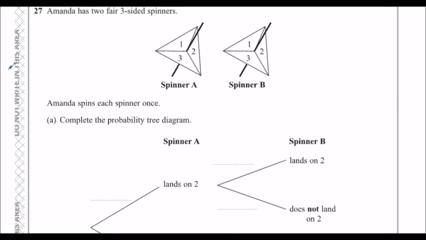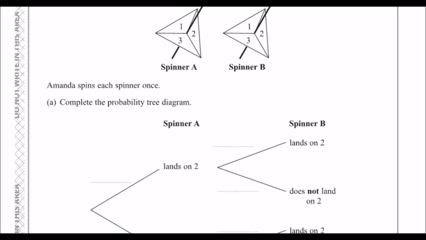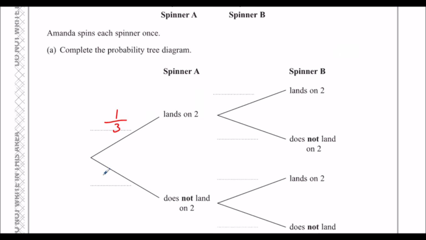Question 27. Amanda has 2 fair 3-sided spinners. She spins each spinner once. Complete the probability tree diagram. So the probability it lands on 2, it's fair, so they've got to have equal probabilities. There's one 2 out of 3 sides in total, so 1/3. The probability it doesn't land on 2 is 2/3. So every time it's 1/3 landing on 2, 2/3 not landing on 2.